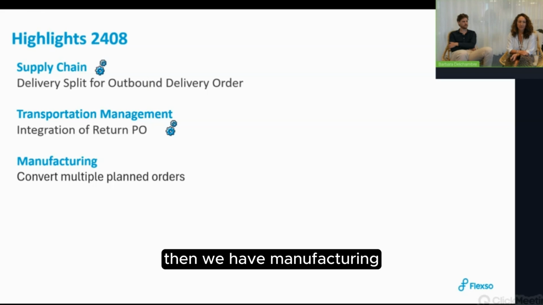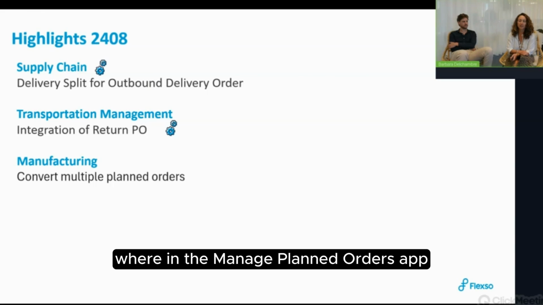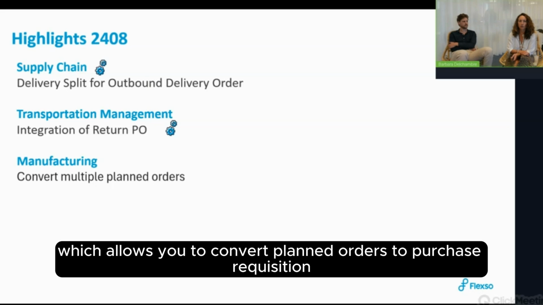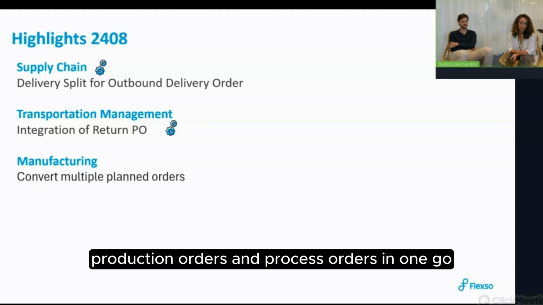Then we have manufacturing, where in the Manage Plant Orders app, we have a new Convert button, which allows you to convert plant orders to purchase requisition, production orders, and process orders in one go.